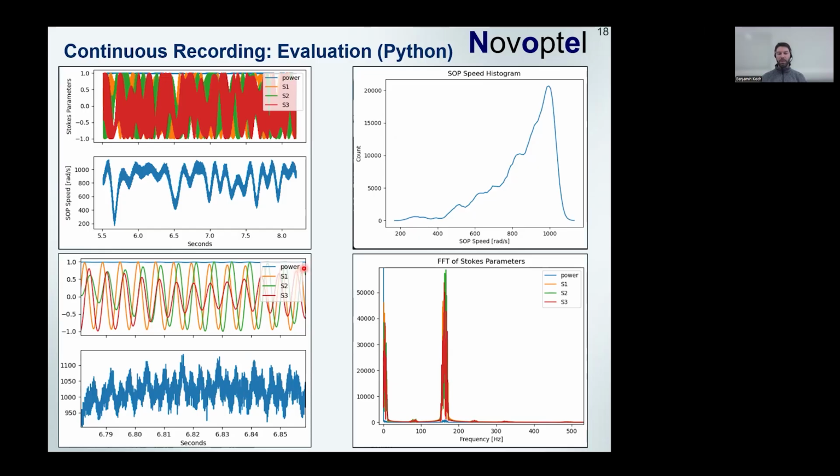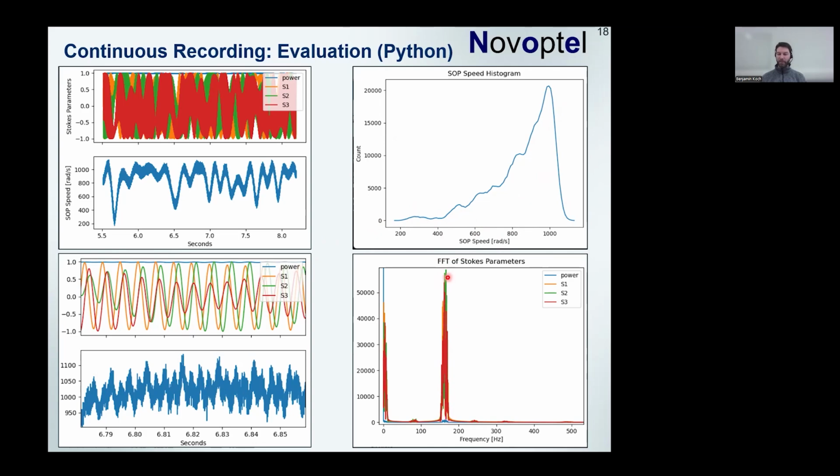Usually, we look at the speed using speed histograms to see which speeds occur during the measurement. We see that most of the time, a speed of 1000 radians per second was reached, but also lower speeds occurred with lower probability. You can as well do an FFT of the Stokes parameters. We see here we have a high peak at 160 hertz.